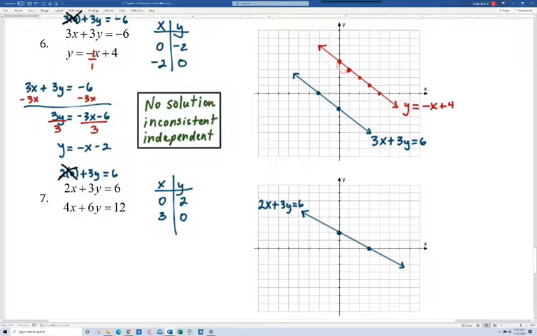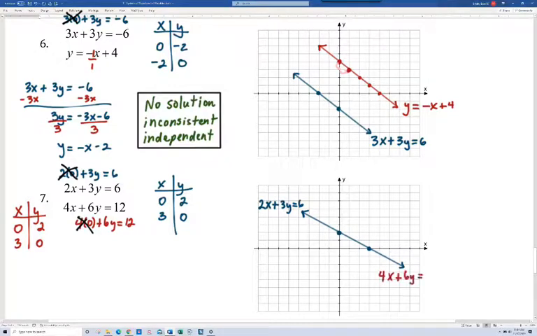Now if I do a table of values for the second equation, let's go ahead and let x be 0. Let's plug 0 in for x. 4 times 0 is going to be 0. You're left with 6y equals 12, and that means y is 2. Similarly, if I let y be 0, so plug 0 in for y here, you would get 3 for x. And when you go to plot that, you realize that's the same exact chart that we had for the first graph, or the first equation.